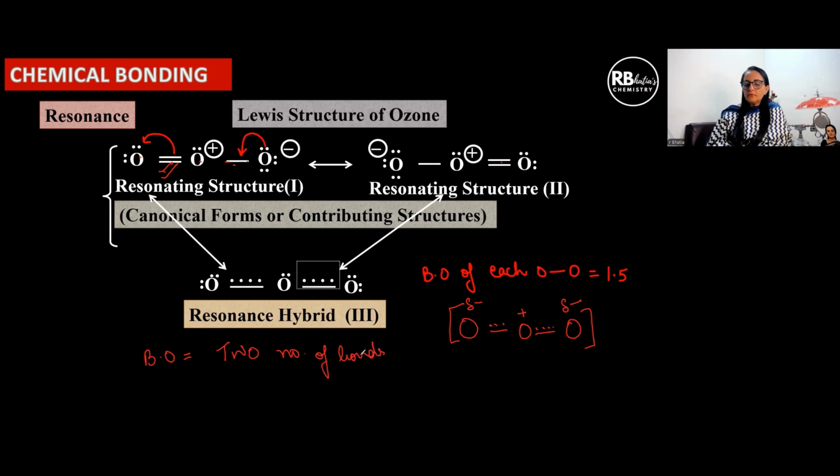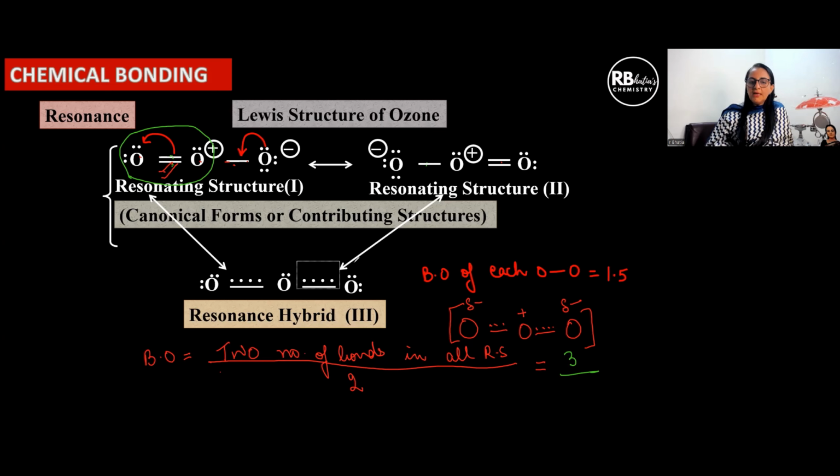And also, we could calculate the bond order by using a formula: the total number of bonds between two atoms in all the resonating structures divided by the number of resonating structures. For example, in case of ozone, if I just look at this bond, here there are 2 bonds, here there's 1 bond, so total bonds between these two atoms are 3. 1 plus 2, 3, and this is in two resonating structures, so the bond order comes out to be 1.5, right?